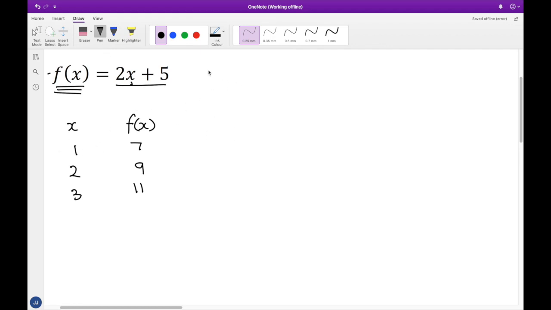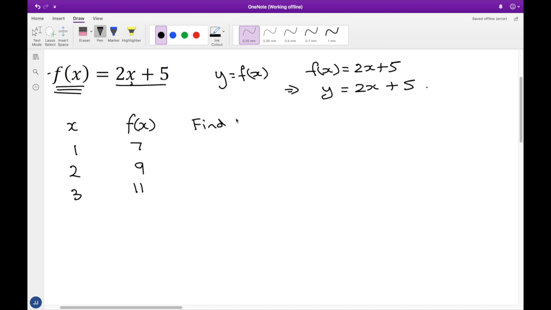So let's see how we could find the inverse of a function, right? Remember, y is equal to f of x, yeah? So if f of x is equal to 2x plus 5, then I could say that y is equal to 2x plus 5, right? So in order to find the inverse of a function, and let's just say the question is find f inverse x, yeah?